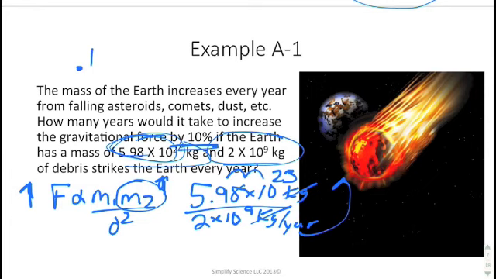So when you take 5.98 times 10 to the 23rd and divide by 2 times 10 to the ninth, you get something like 2.99 times 10 to the 14th. And remember, this is in years. So you're talking about 299 trillion years. So it's a long way off and not likely to happen.